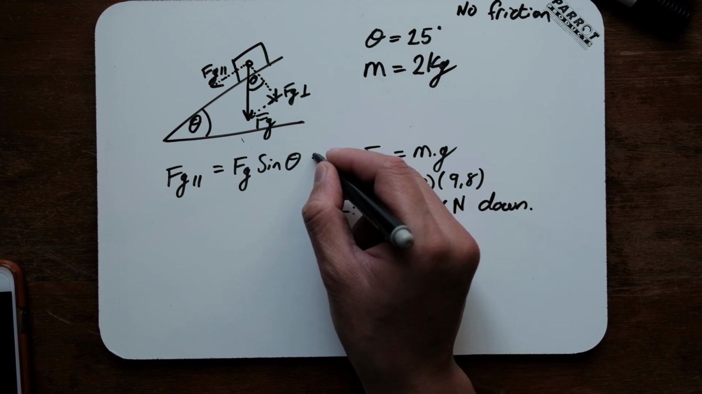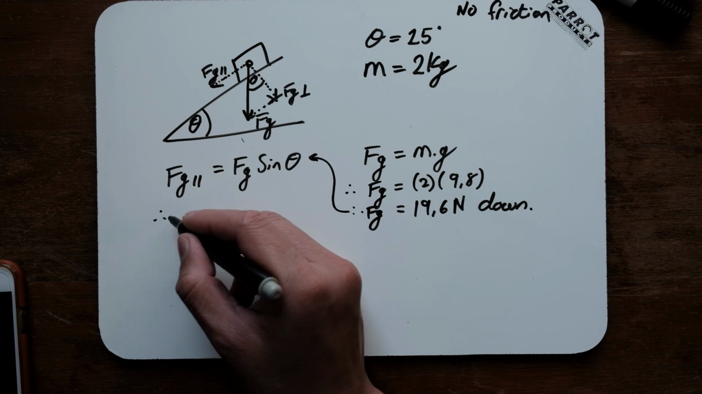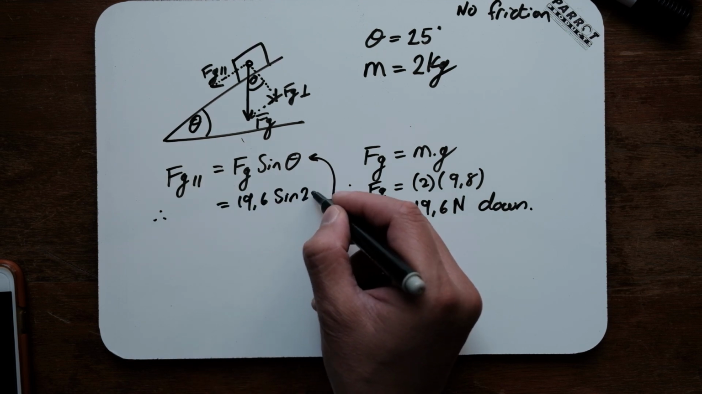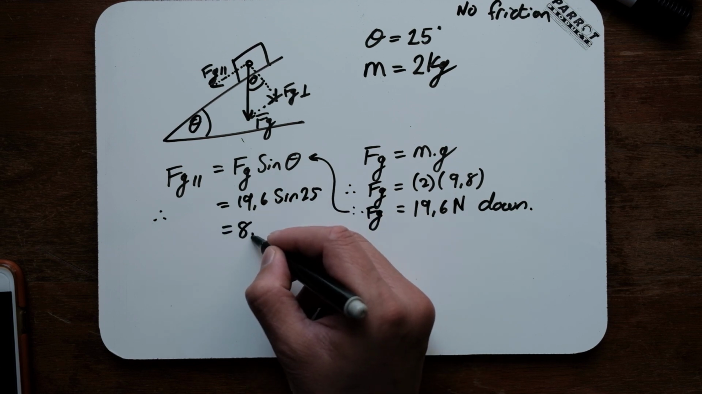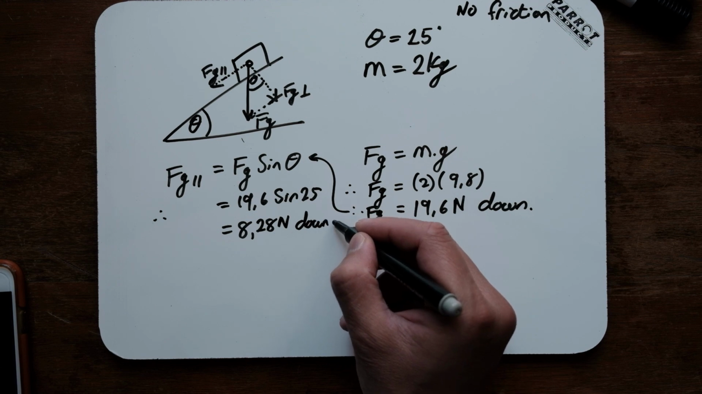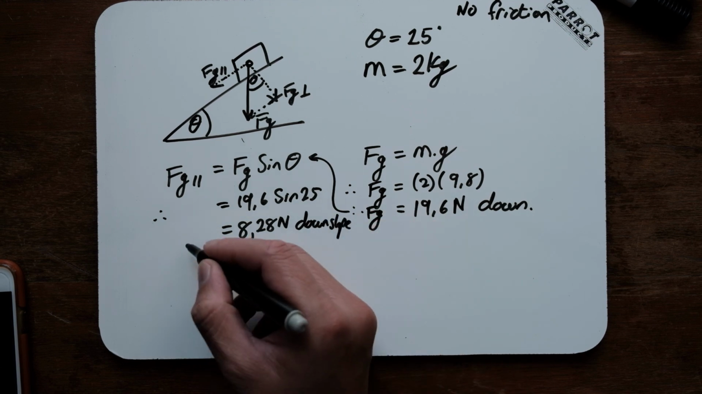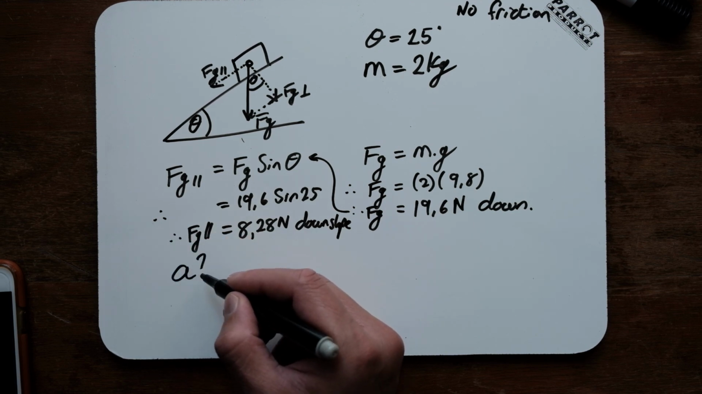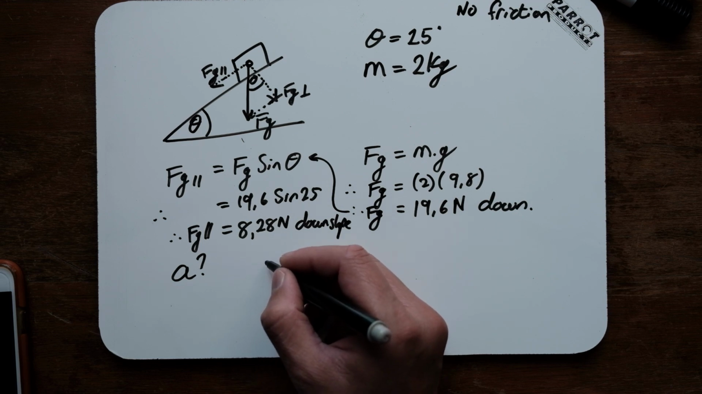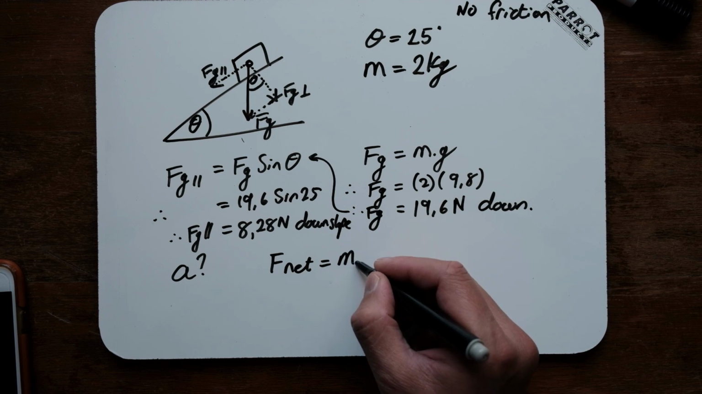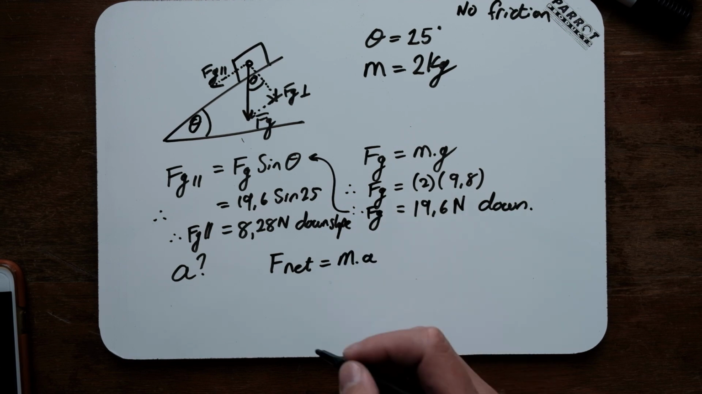So we want to find force of gravity parallel, which is made up of the force of gravity and the sine component of 25 degrees. We don't know force of gravity yet, so we can calculate that. The force of gravity was made up of mass times the acceleration due to gravity. Our mass is 2 kilograms. Our acceleration due to gravity is 9,8, which gives us 19,6 newtons straight down.